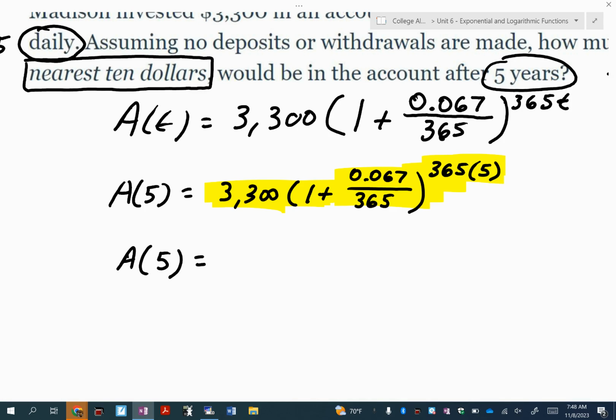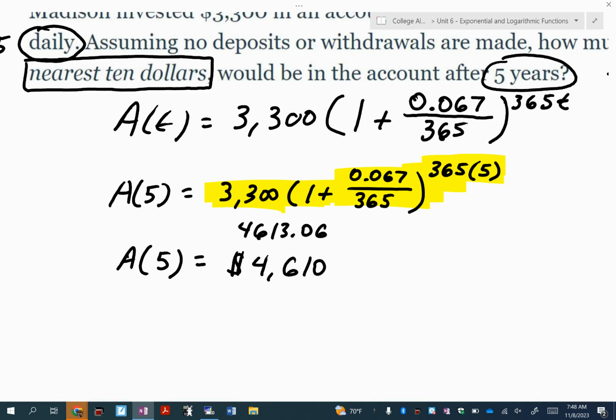Now, it says to round to the nearest $10. So I think it was 4613.06, right? That's what we got. So the nearest $10 means that I need to look at this 3 here. That's in the ones place. Is that 3 a 5 or above? No. So in terms of the nearest $10, I'm writing $4,610. Now that's just a coincidence that number is a 10 there.